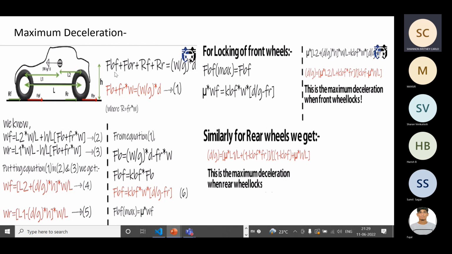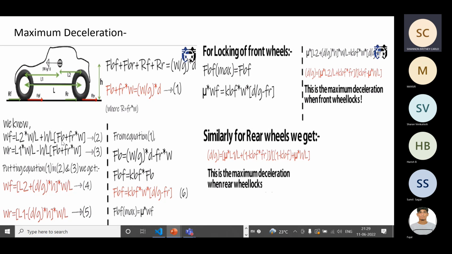So here, now what we do is we try to balance the forces. So FPF plus FPR plus RF plus RR, since all are acting in the same direction, is equal to this force. So we rearrange it here, and you get this. And then we substitute the value for R. RF plus RR is nothing but capital R, and for capital R, we can just put this value. So you'll get this equation here.